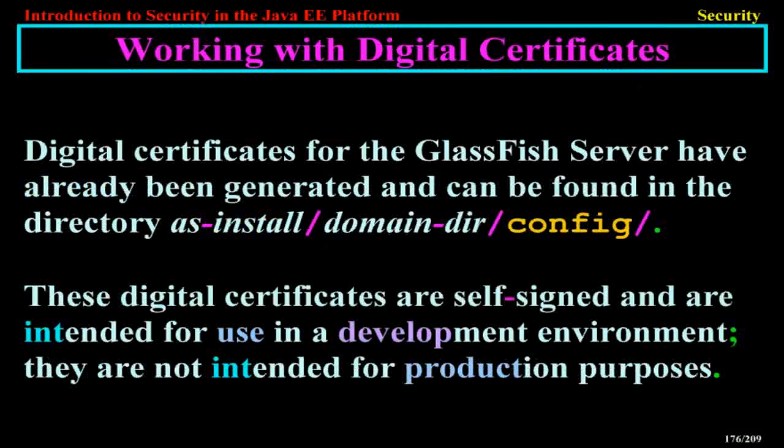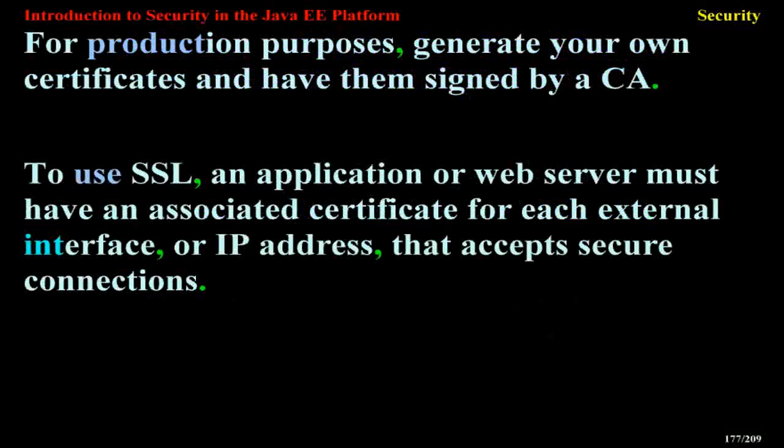Working with digital certificates. Digital certificates for the Glassfish server have already been generated and can be found in the directory as install.domain-dir/config. These digital certificates are self-signed and are intended for use in a development environment. They are not intended for production purposes. For production purposes, generate your own certificates and have them signed by a CA.